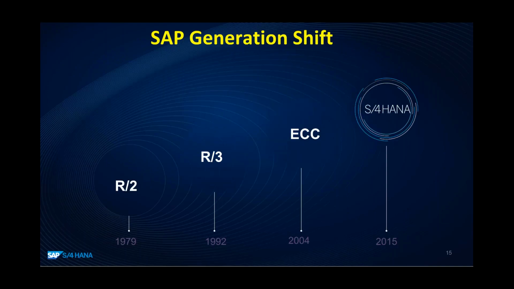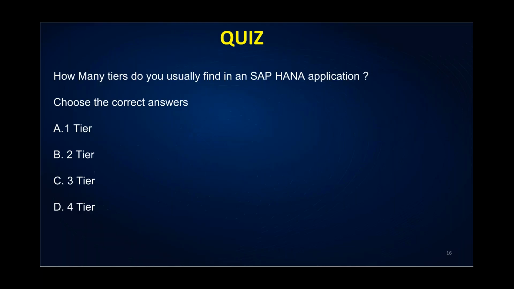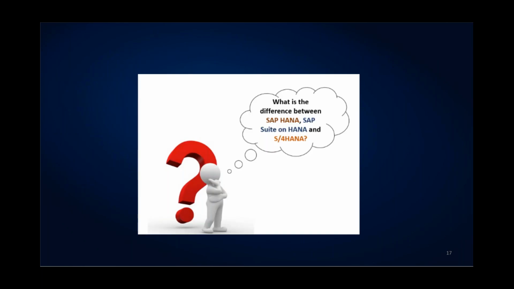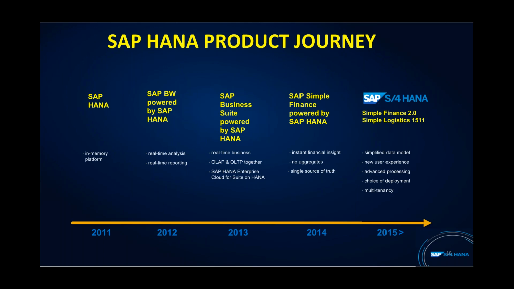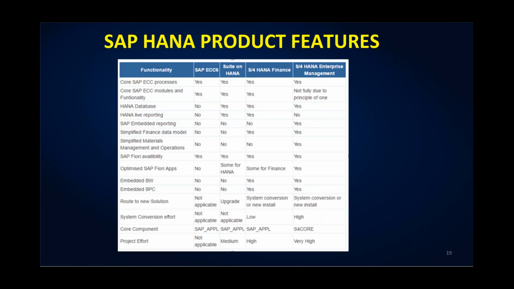Then we went through the history of SAP. We saw how SAP started from R/2 and made different progress and improvements, and the current innovative product is S/4HANA. Then we discussed in detail what kind of different SAP HANA products we have: Suite on HANA, SAP HANA, S/4HANA, Simple Finance, and BW on HANA. We discussed in detail how the progress happened for all of these and what features are there for these different products.